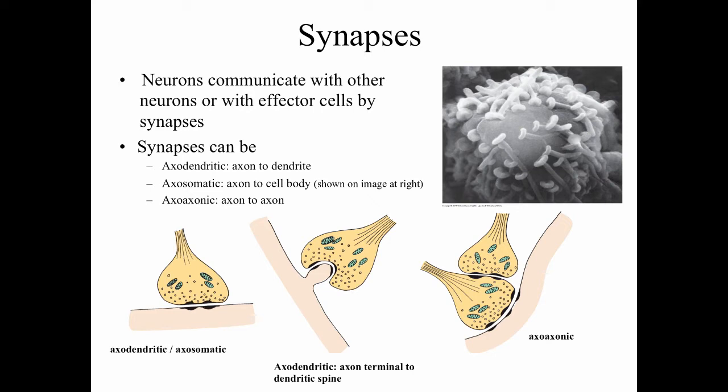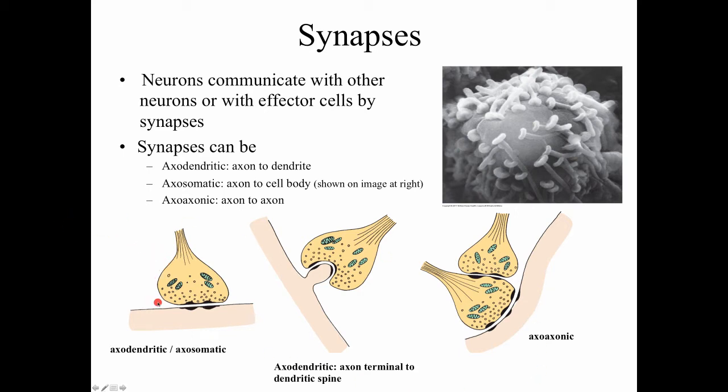We can talk about axosomatic synapses, where an axon can synapse onto the cell body of another neuron. That's what's shown in the scanning electron micrograph at the right. So this would be the cell body, and look at the multiple axons that are synapsing onto the cell body. And we can also talk about an axoaxonic synapse, that is, where an axon synapses onto another axon. And the cartoon diagrams in the bottom just give examples of that.